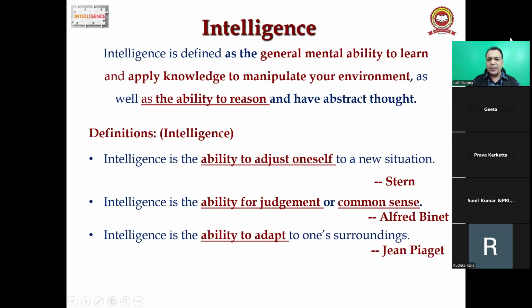So what is intelligence? Intelligence is basically defined as the general mental ability to learn and apply knowledge to manipulate your environment, as well as the ability to reason and have abstract thought. Okay, in definitions, what Stern has said: intelligence is the ability to adjust oneself to a new situation. Alfred Binet has said: intelligence is the ability for judgment or common sense.